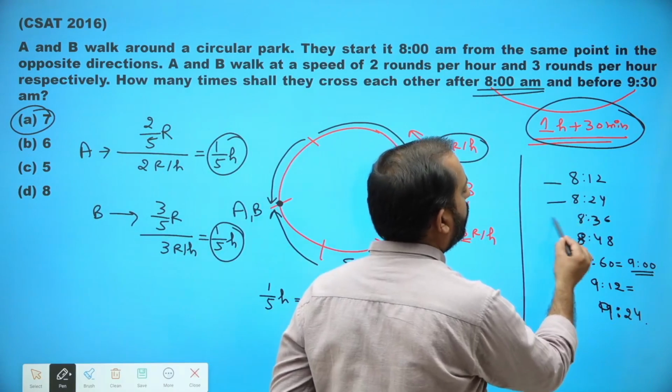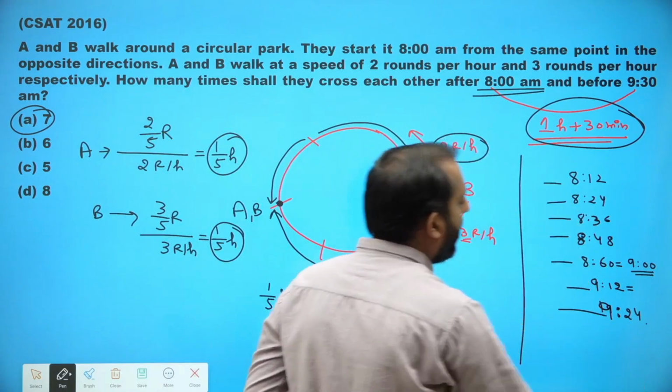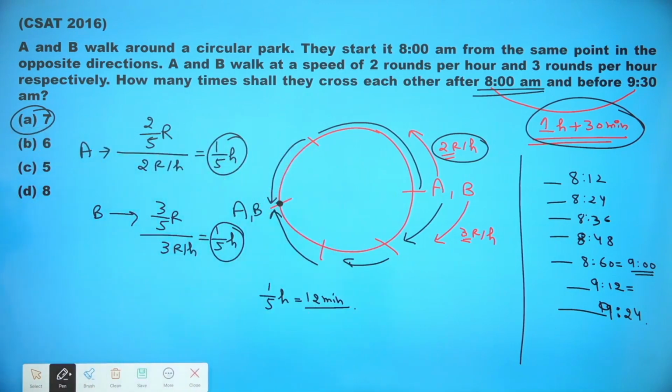So 1, 2, 3, 4, 5, 6, 7. How many times are they going to meet from 8 a.m. and before 9:30 a.m.? They are going to meet 7 times. Kindly make a note of it. I hope, guys, this is clear to everyone. Let's move on.